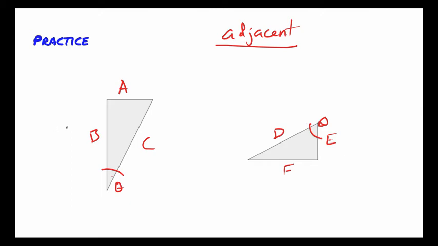Okay, so you should have got, this should be pretty easy. The adjacent side over here is B because it's touching this angle, right? C is the hypotenuse and A is the opposite. And then on this triangle, the adjacent leg is E because D is the hypotenuse and F would be opposite. Okay, so one more time.